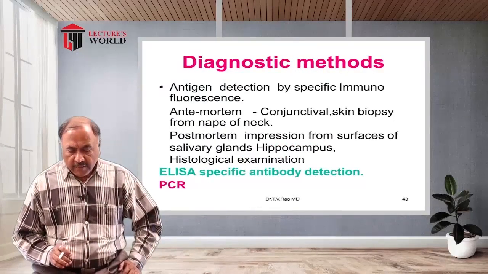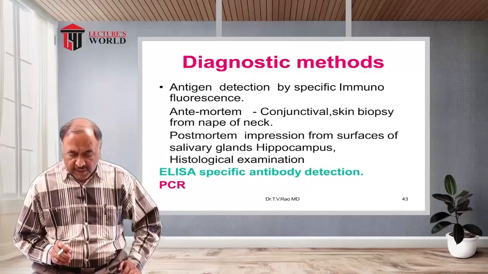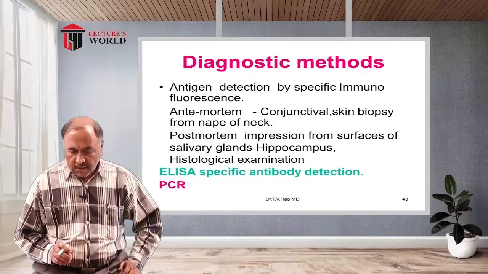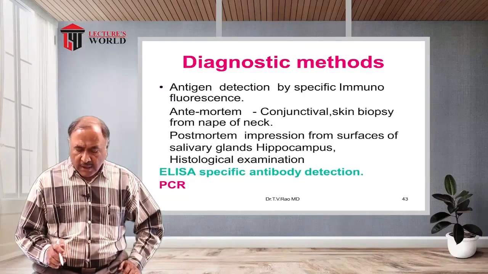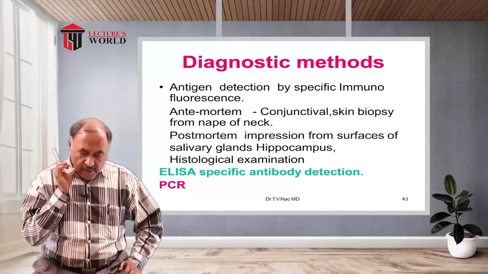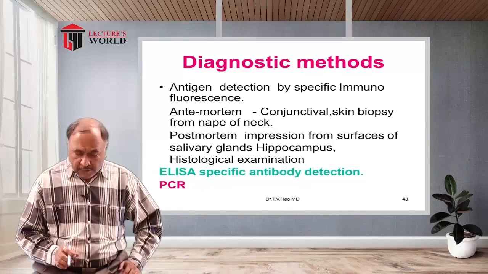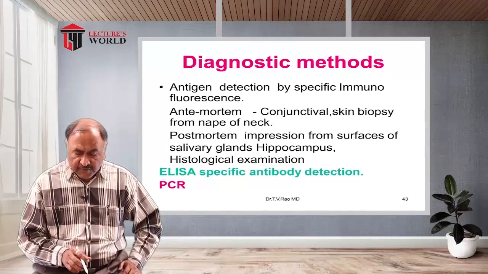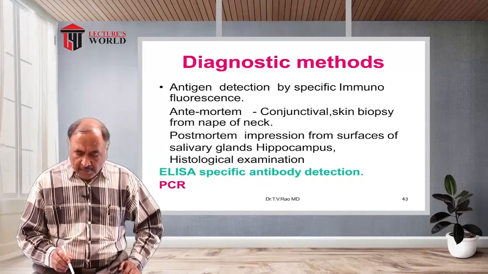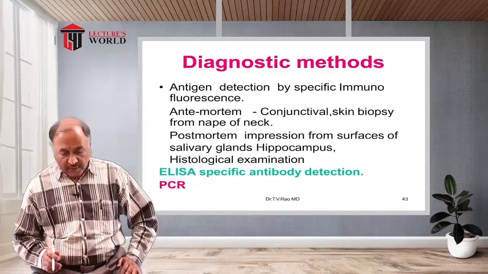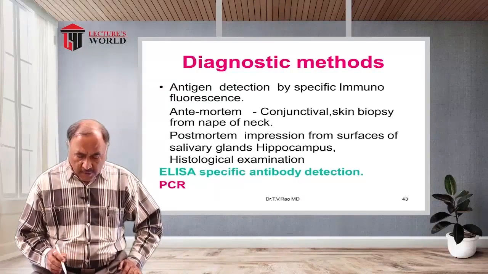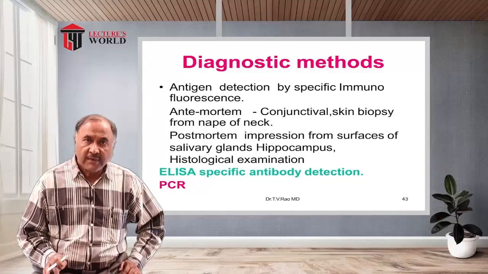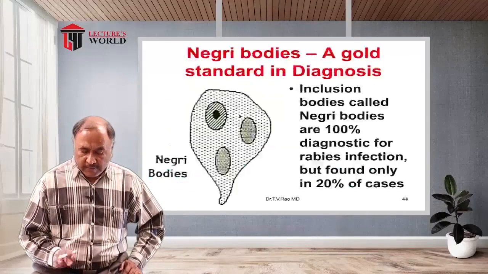Antigens can be detected by specific immunofluorescent techniques. Antemortem, conjunctival and skin biopsy from the nape of the neck; postmortem, impressions from the surfaces of the salivary glands and hippocampus, and histological examinations are also done. An ELISA test exists for specific antibody detection, and as I have told you, there is a PCR method.